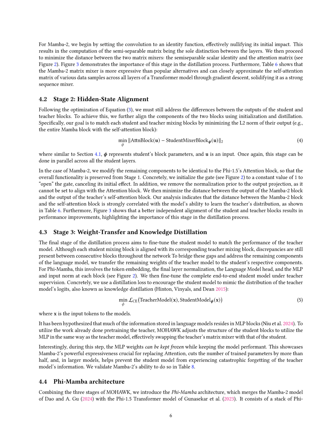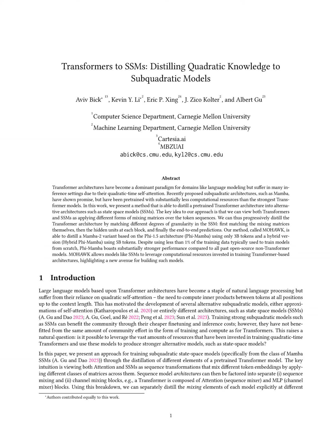The three-phase distillation process, comprising matrix orientation, hidden state alignment, and weight transfer, ensures that the student model effectively learns from the teacher model, thereby enhancing its performance without the need for extensive training resources. By leveraging the vast resources already invested in training transformers, MOHAWK demonstrates that it is possible to create efficient models that can outperform previous subquadratic models, highlighting the potential for more accessible and scalable language model development.